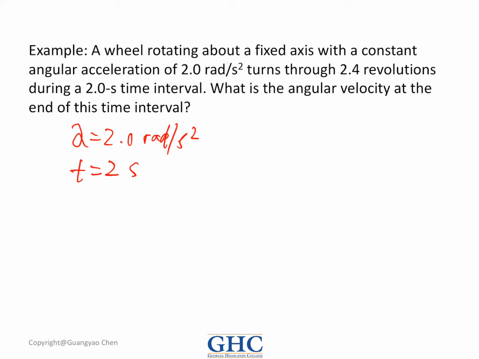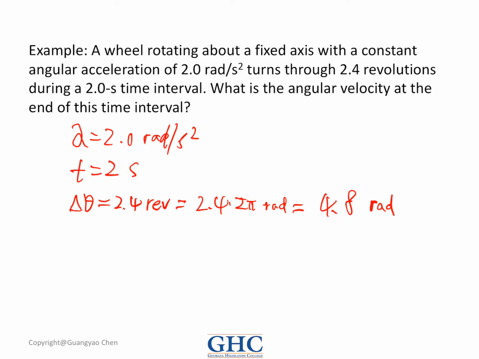Turning through 2.4 revolutions will give us the angular displacement. One revolution means one complete circle, which is 2 pi. So 2.4 revolutions is 2.4 times 2 pi radians, which gives us 4.8 pi radians.